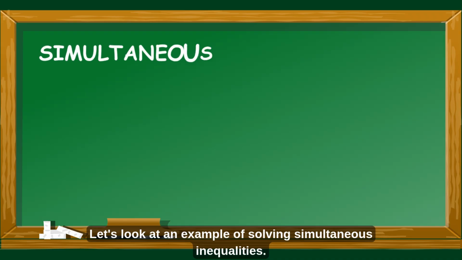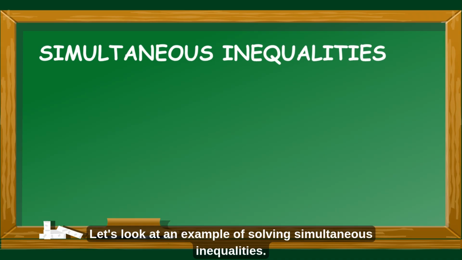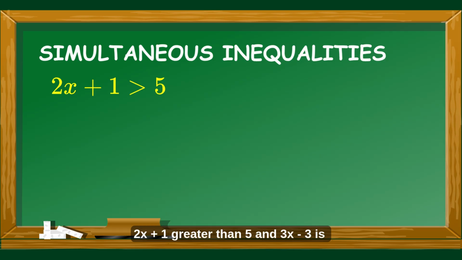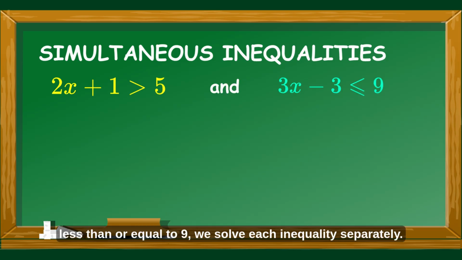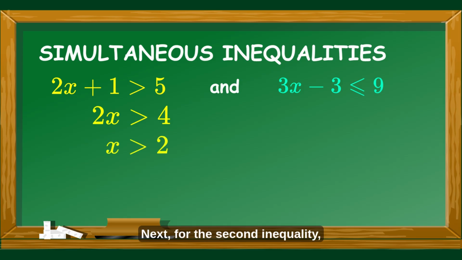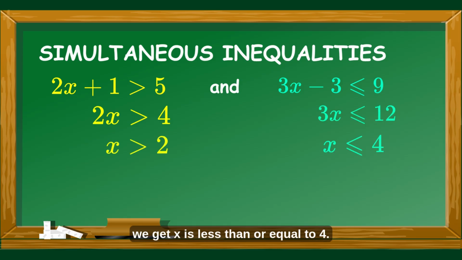Let's look at an example of solving simultaneous inequalities. Given the two inequalities, 2x + 1 > 5 and 3x - 3 ≤ 9, we solve each inequality separately. For the first inequality, we get x > 2. Next, for the second inequality, we get x ≤ 4.